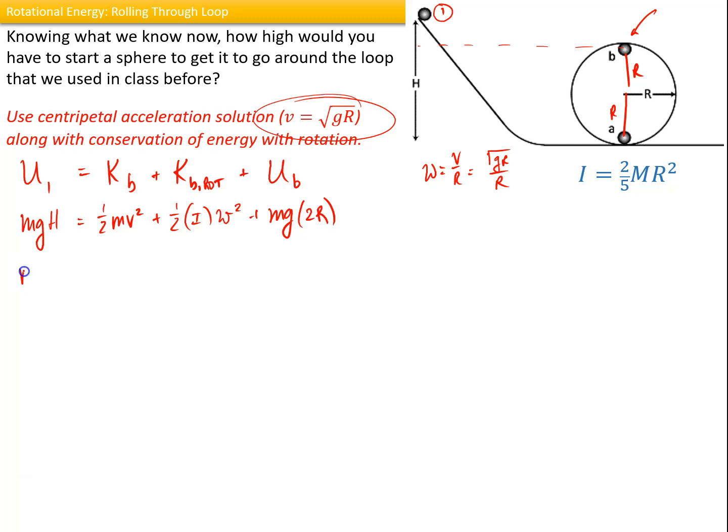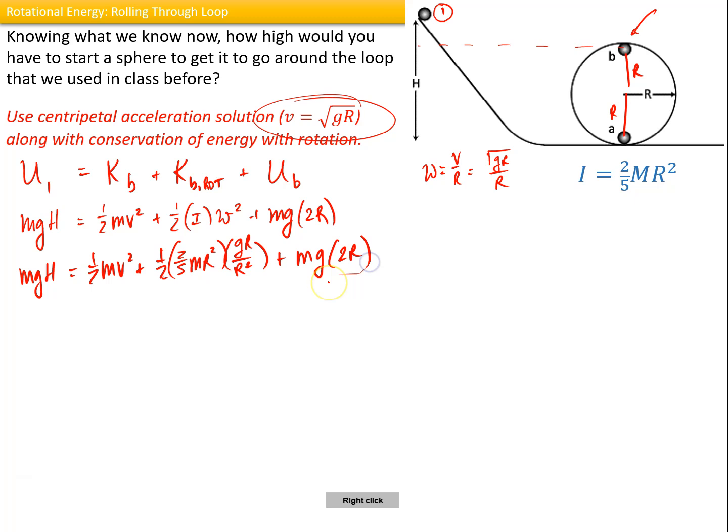I'll expand it a little bit farther. We got mgh equals 1/2 mv squared plus 1/2 our moment of inertia, which, since it's a sphere, is going to be 2/5 mr squared, times omega squared. Omega, we said, was v over r, so omega squared is going to be v over r squared, plus mg times 2r.